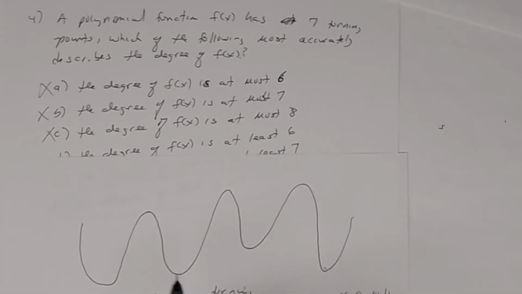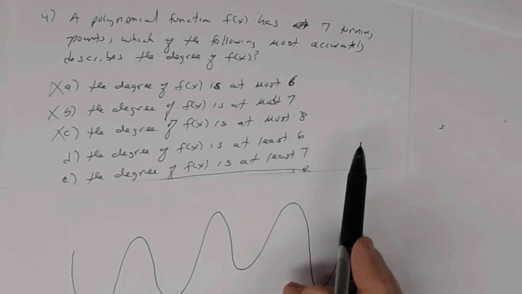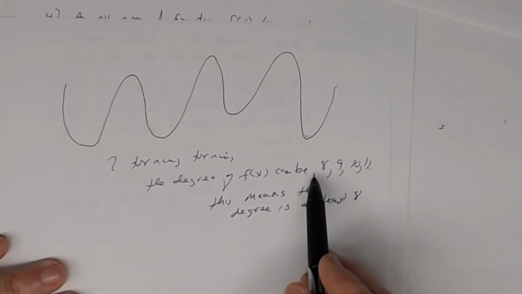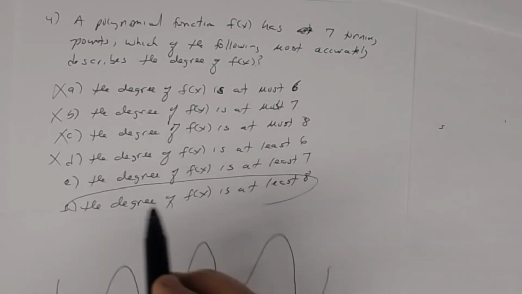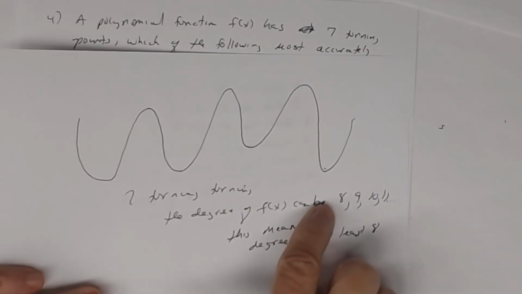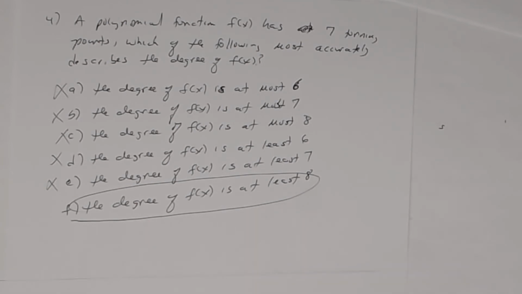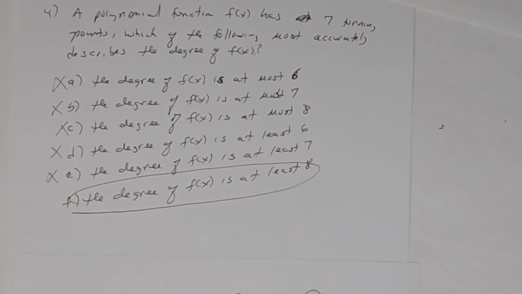At least 6 means 6, 7, 8, and so on. So we know we can't use 6 or 7, right? So automatically I can cross that out. At least 7 means 7, 8, 9, and so on, and I know I cannot use 7, so I can cross that out. So that leaves us with this. Okay, so that was number 4.